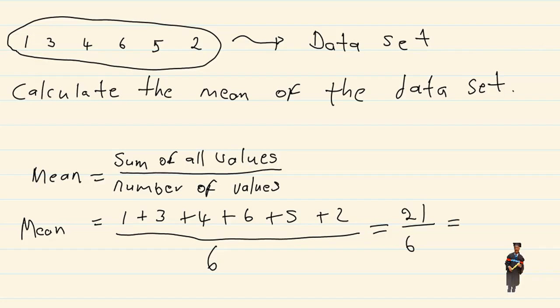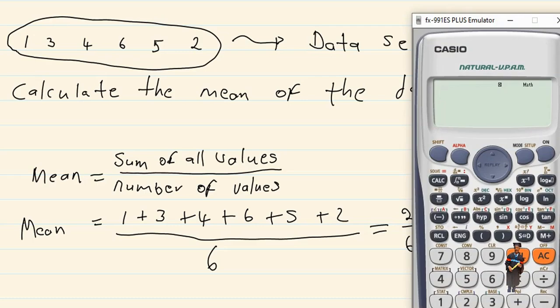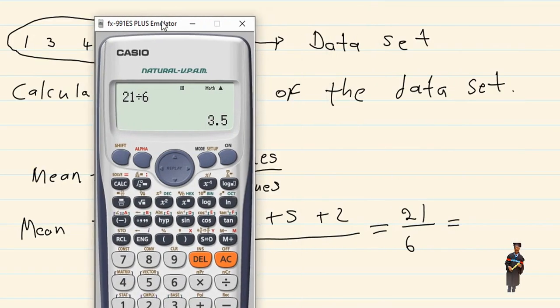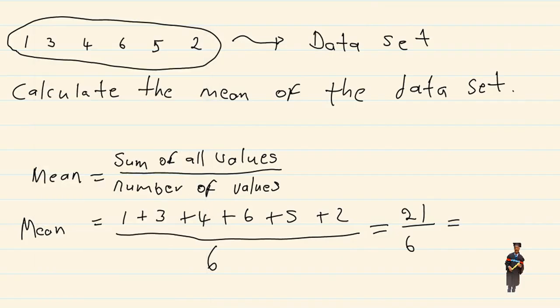And then you tell your calculator 21 divided by 6. What is 21 divided by 6? Your calculator will tell you that it is 3.5. As you can see, it is 3.5. And then this is the mean. There are no units. So this is the mean.